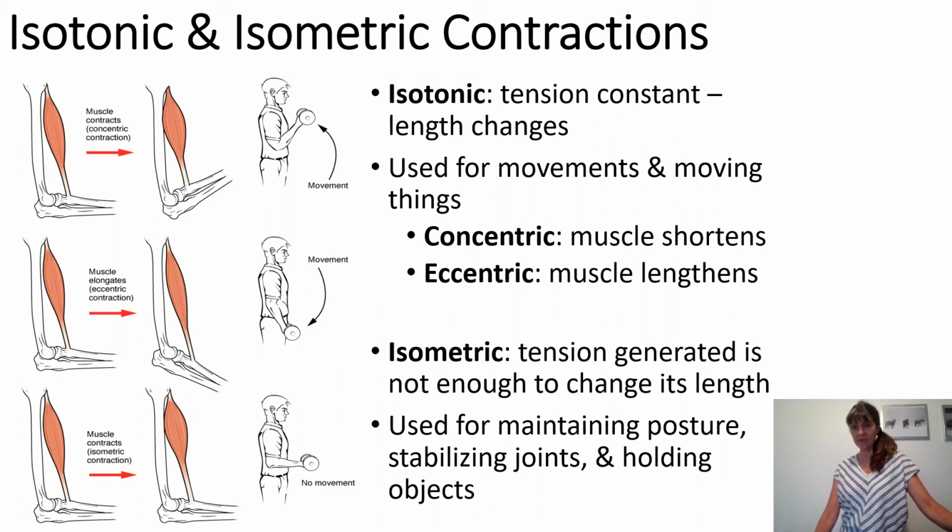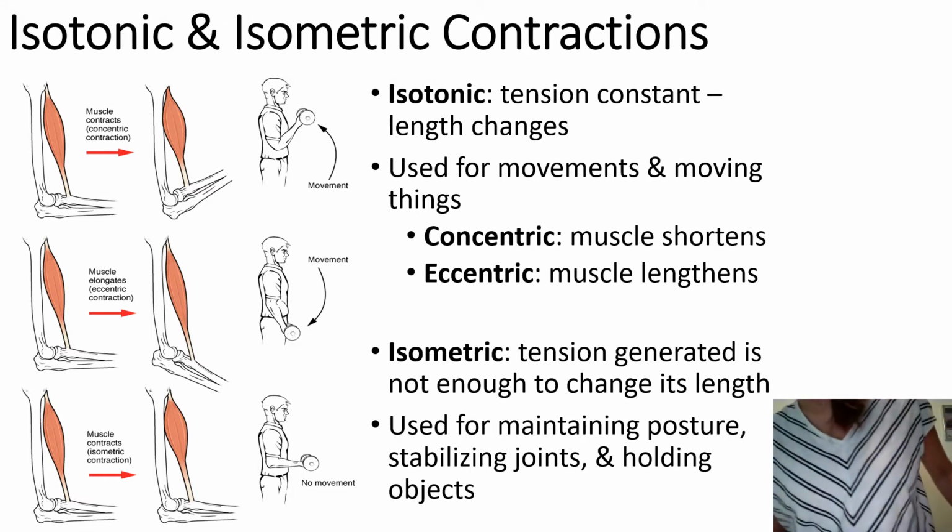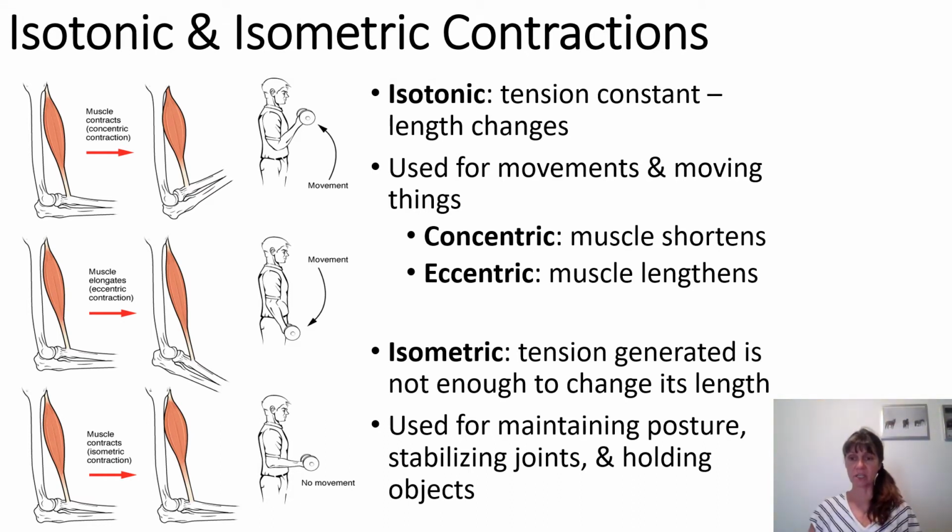Another example of an isometric contraction would be if I were to push against this wall. I'm contracting the muscles in my arms, but they're not moving, and I'm not moving the wall. That would be another example of an isometric contraction.